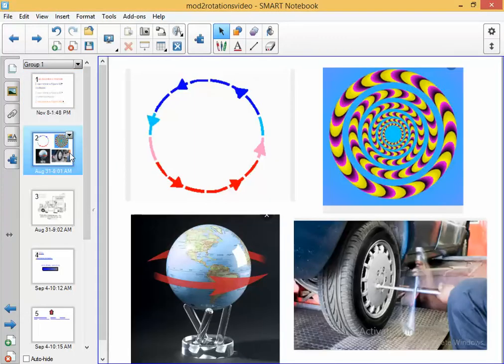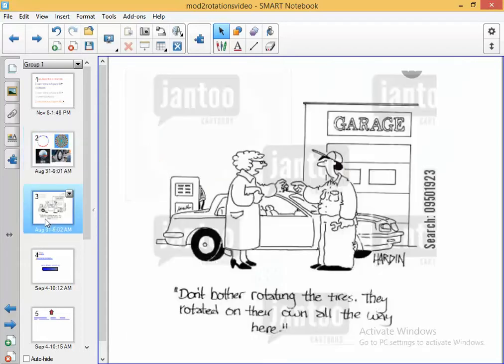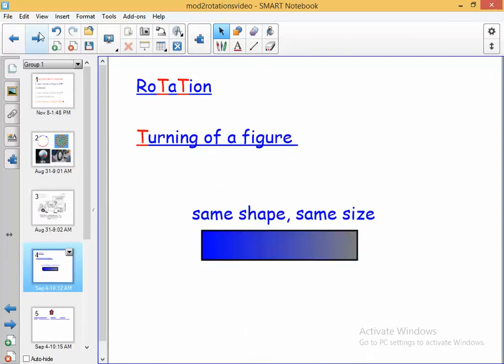Here are some pictures that describe a rotation. A rotation is just a turning of an object. So I think of a globe turning or tires turning. Funny comic says, "Don't bother rotating the tires. They rotated on their own all the way here." So again, when you think of rotating the tires, it's just a turning of an object.